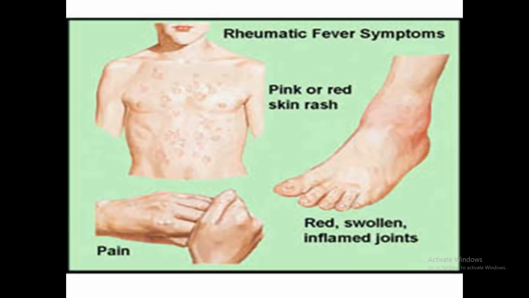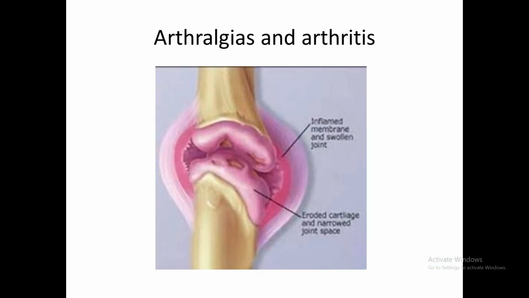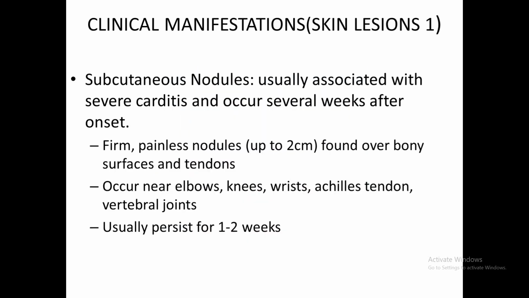See the red, swollen, inflamed joints here, and pain in the movements of the elbow, the wrist, and the ankle. And morphologically, an inflamed membrane and swollen joint is seen here, with eroded cartilages and a narrow joint space if you open it.